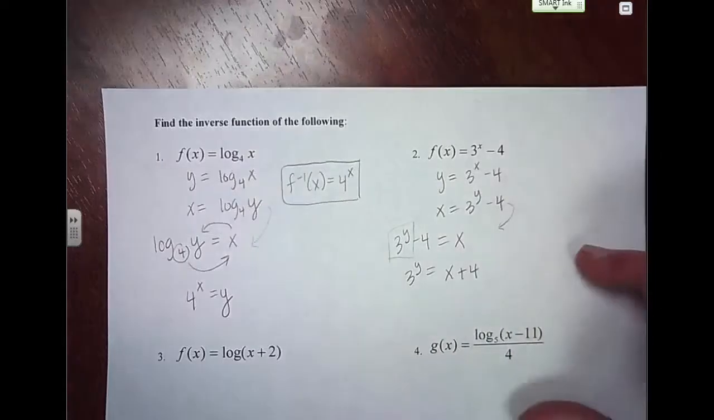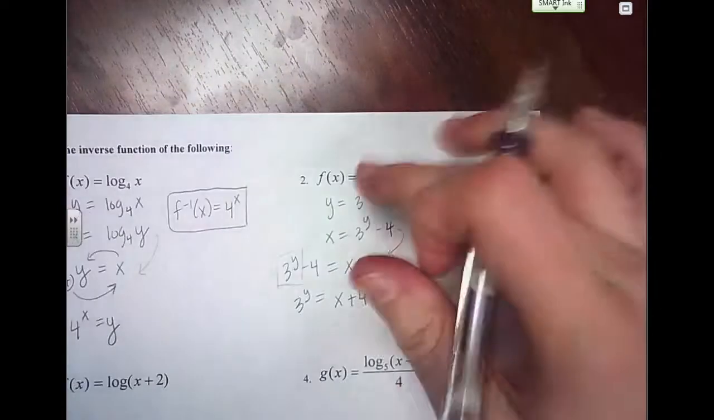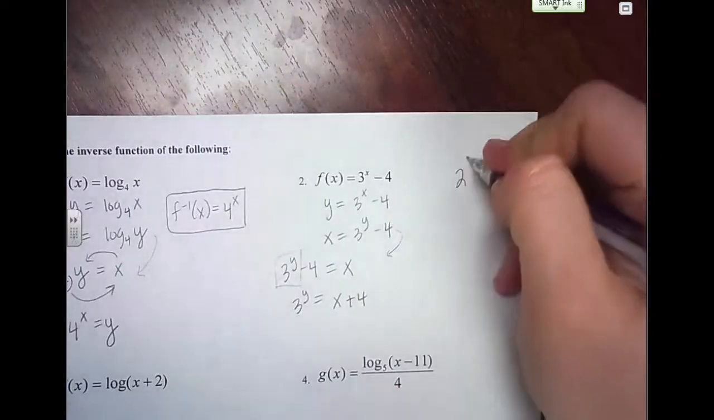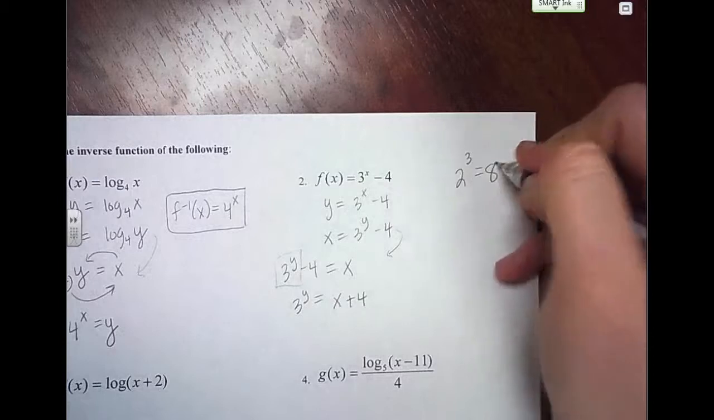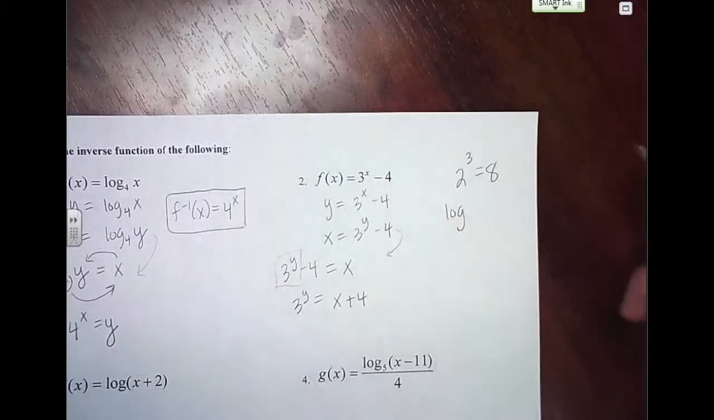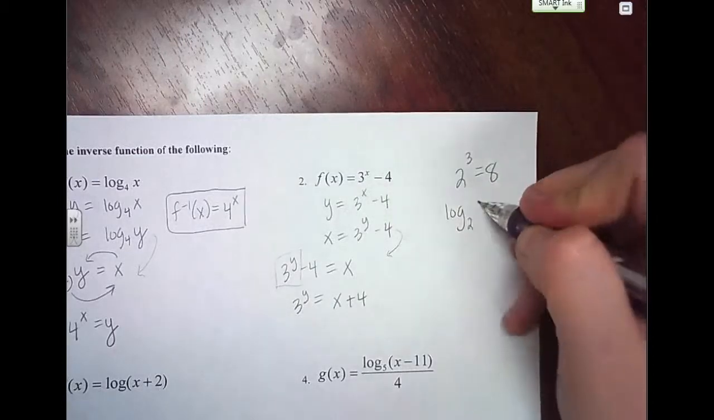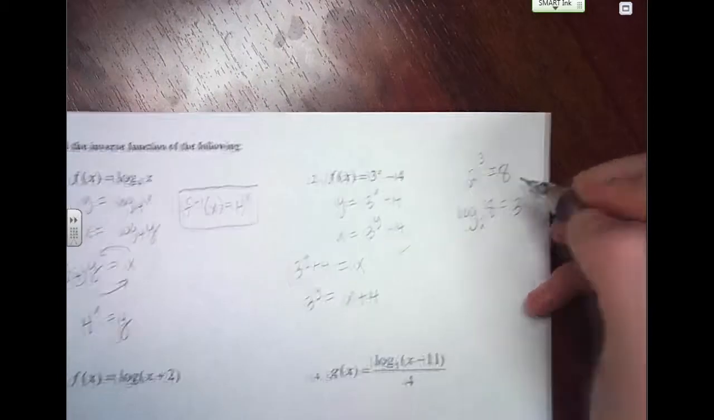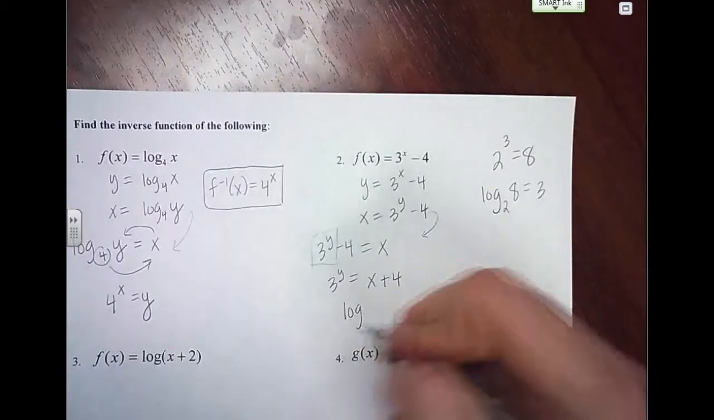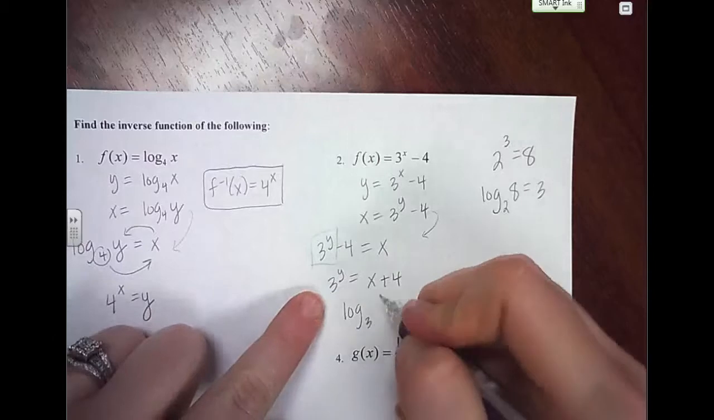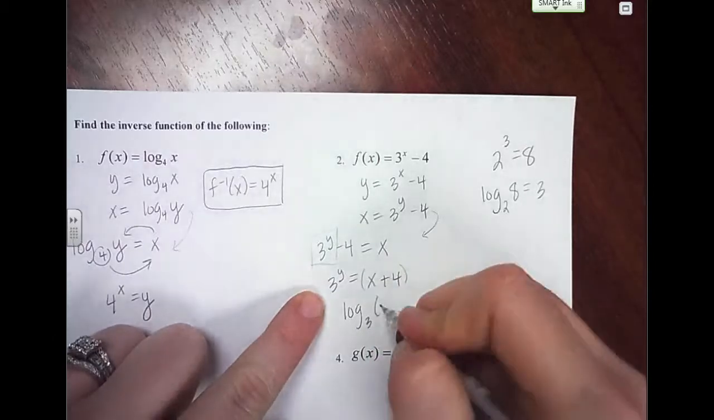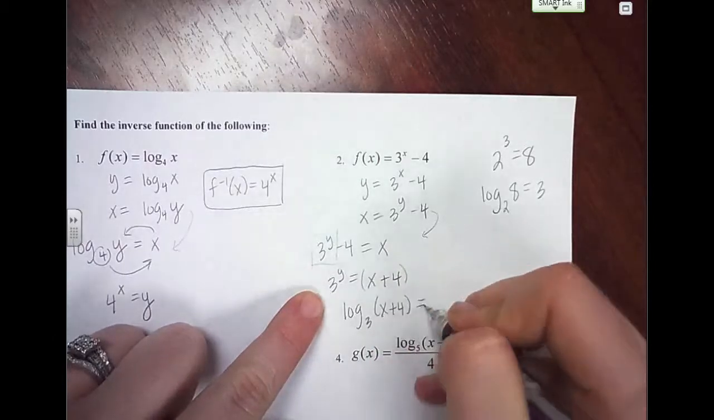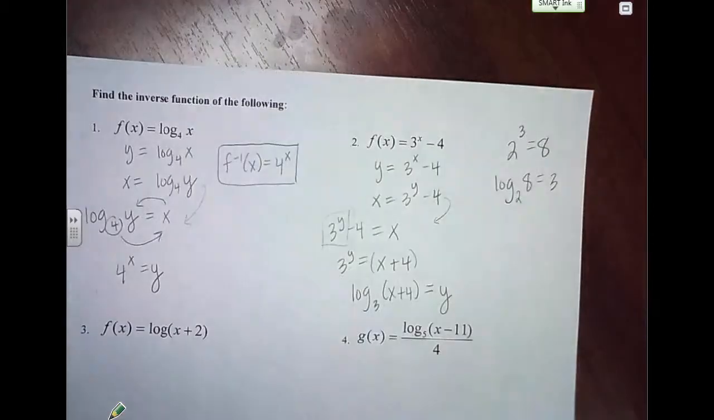Now we're going to put this in logarithmic form. So let's just review that really quickly. If I have 2 to the third equals 8, I write that as log base 2 of the value 8 equals the power 3. So the same thing here. Log, the base is 3, of the value x plus 4 equals the power, which is y.